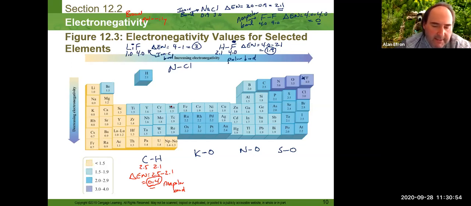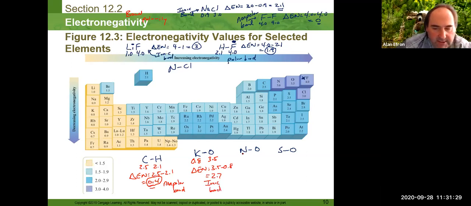Now, between potassium and oxygen, potassium looks like it's 0.8. Oxygen looks like it is 3.5. So the difference in electronegativity, again, just take the larger number minus the smaller number. That way you don't get any weird numbers there. Was that 2.7, I think, on that difference? 2.7. And that means that it is above 2, so we would expect this to be ionic.